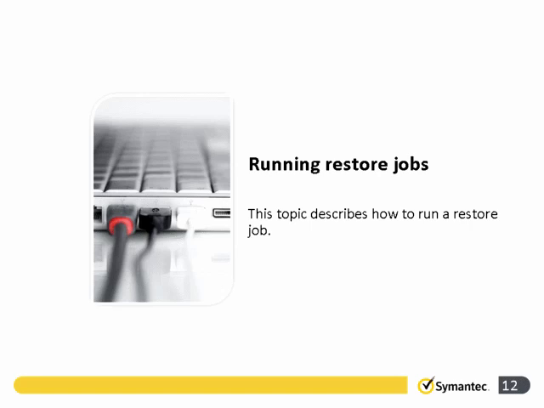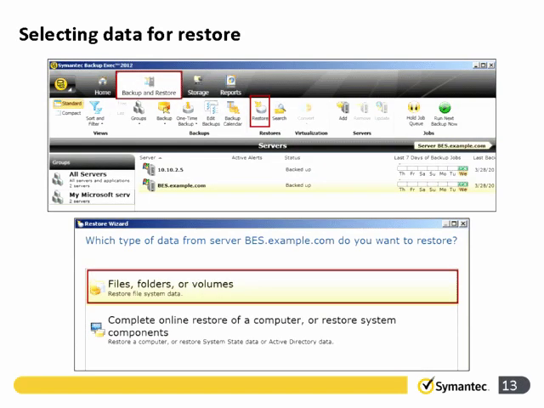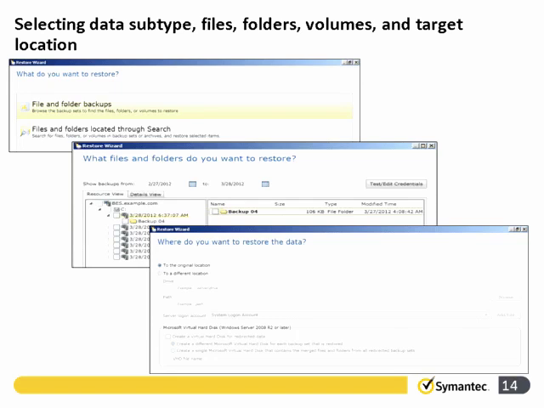To run a restore job, we're going to go to the Backup and Restore tab, click the Restore button in the ribbon and tell it what type of restore we're going to run. In this case, it'll be files or folders. So we select File and Folder Backups. It will come to a screen that allows you to select what you want to restore.